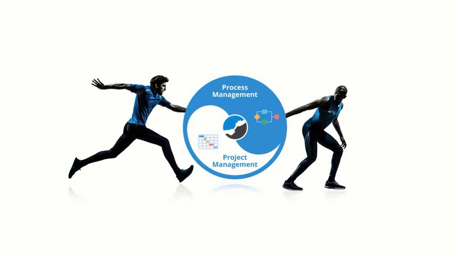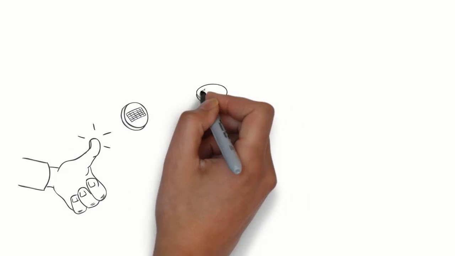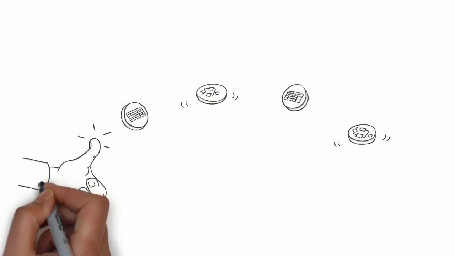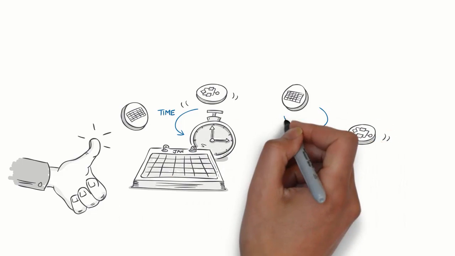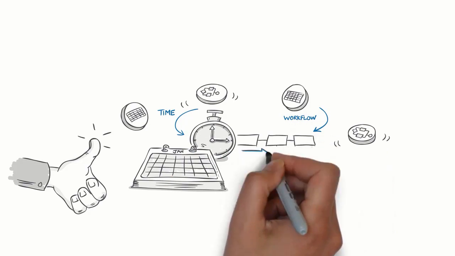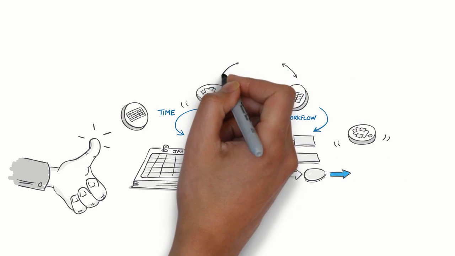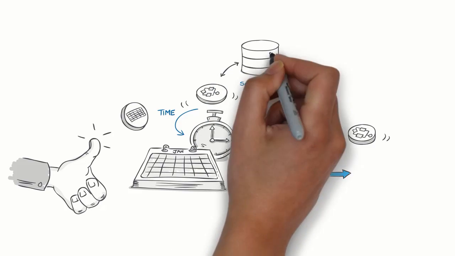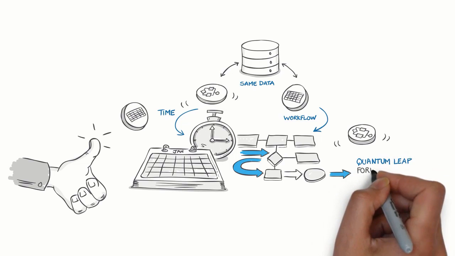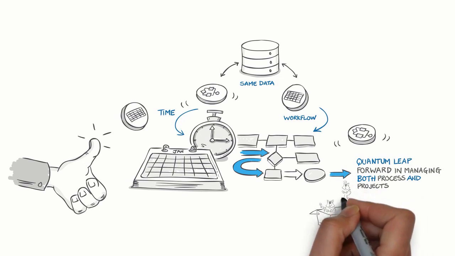Work Relay provides an elegant solution to all these problems. Work Relay starts from the premise that projects and processes are two sides of the same coin. Work Relay adds a new time dimension to processes and a workflow dimension to projects. This way, there is no need to make a decision between one or the other. And since they both use the same data, there is no need to keep things in sync. This results in a quantum leap forward in managing both processes and projects.